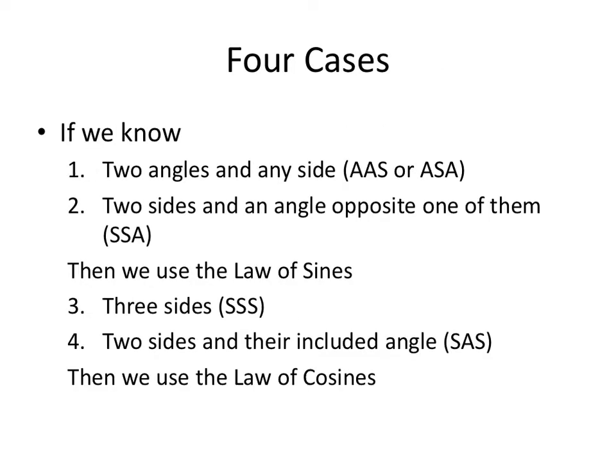There's four different things that can happen here. We can know two angles and any side. We can know two sides and an angle opposite one of those. And in either of these two cases, we'll use the law of sines, which is in this particular lecture. However, if we know three sides, or two sides and their included angle, so the angle that makes up the two sides, then we'll use the law of cosines, which you can also find on my YouTube channel or linked if you are in my UTEP class.